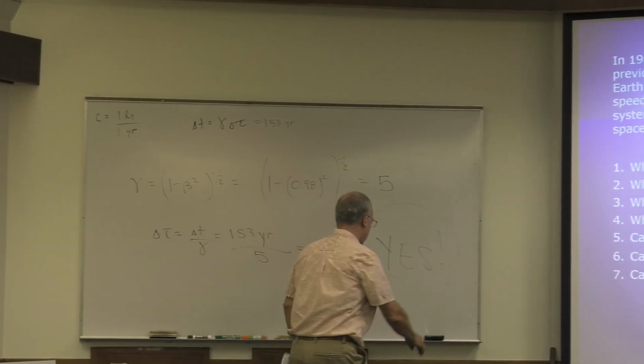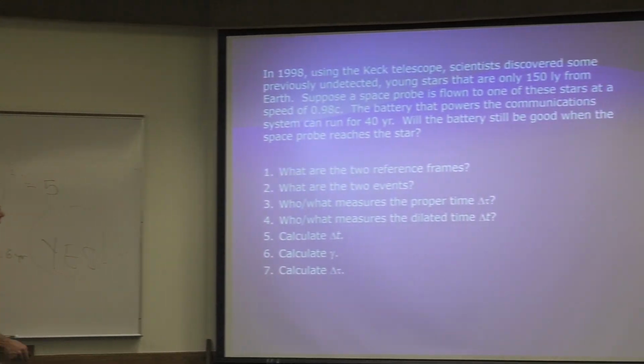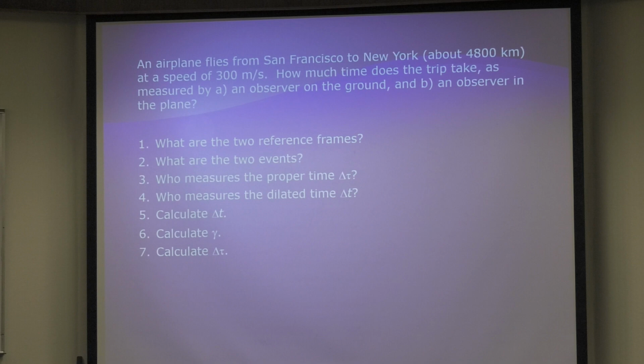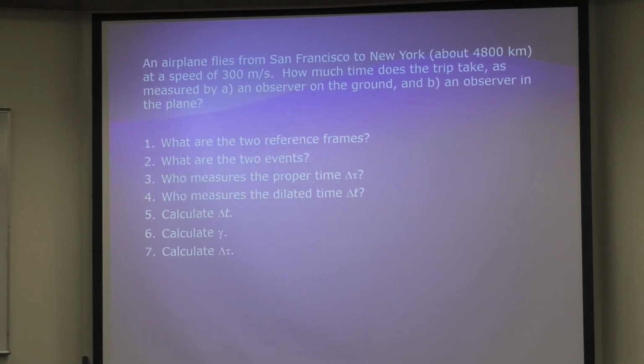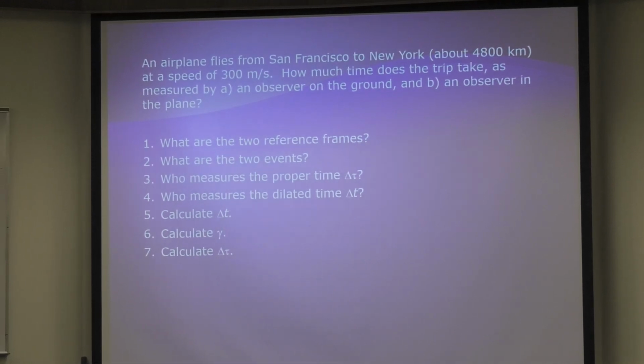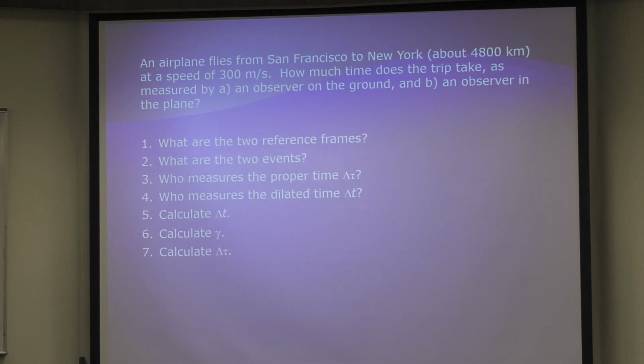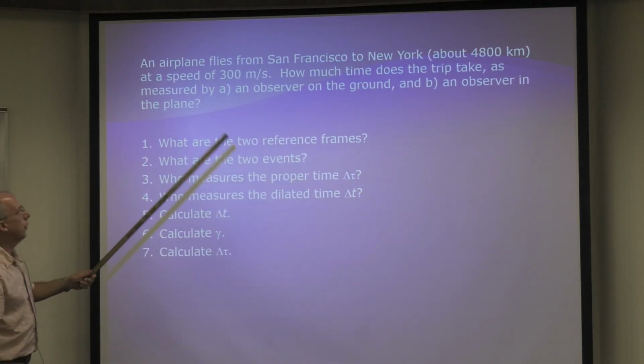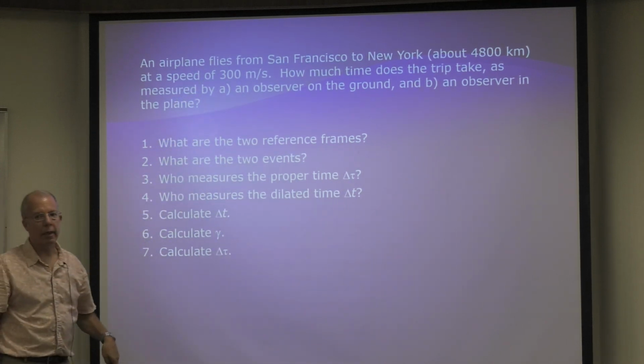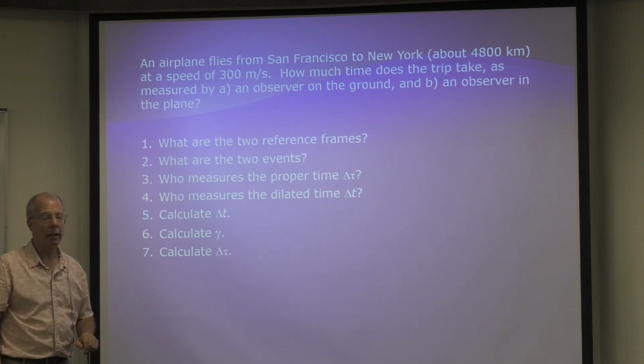Let's do another one. An airplane flies from San Francisco to New York, about 4,800 kilometers, at a speed of 300 meters per second. How much time does the trip take as measured by an observer on the ground and an observer in the plane? You should know by now, 300 meters per second is nothing compared to the speed of light.